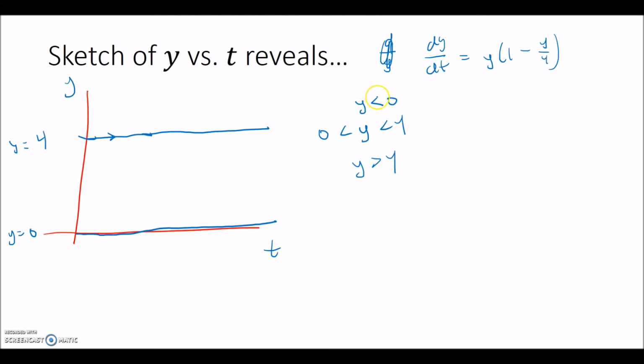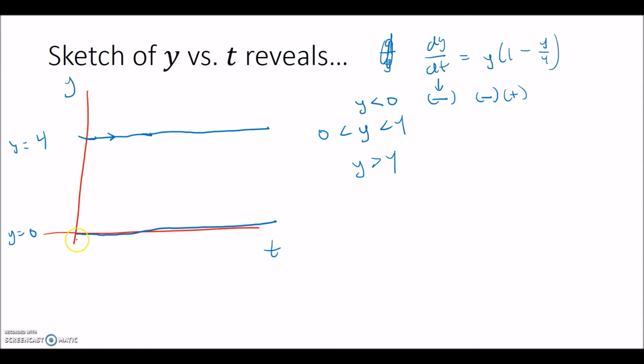So let's say y is negative. Well, if y is negative, that means this term will be negative, and this term will be 1 minus a negative, which is positive. And so the result of a negative times a positive will be that dy/dt is going to be negative for y less than 0.